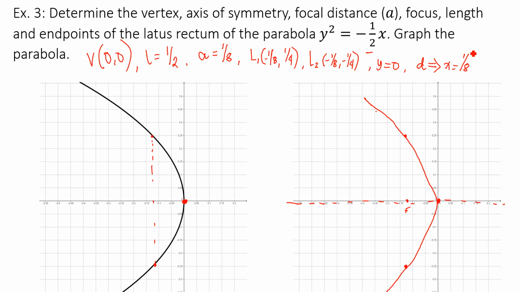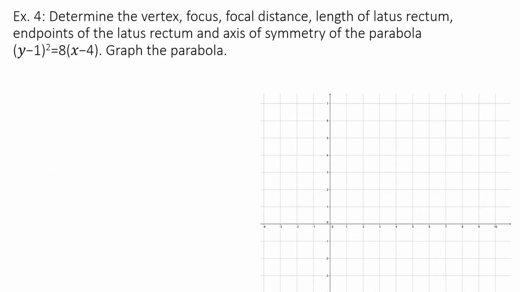Okay, so let's have example number 4. For number 4, determine the vertex, the focus, the focal length, the latus rectum, and the endpoints of the latus rectum, and the axis of symmetry of the parabola. Then graph the parabola. In this case, as we can see here, the equation is this one. Therefore, we can now identify the h and the k.